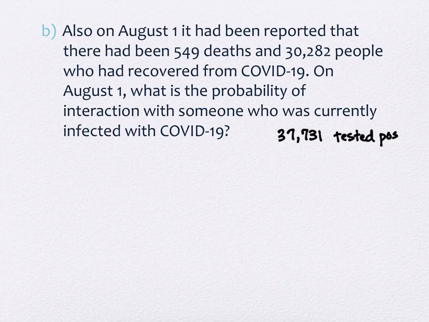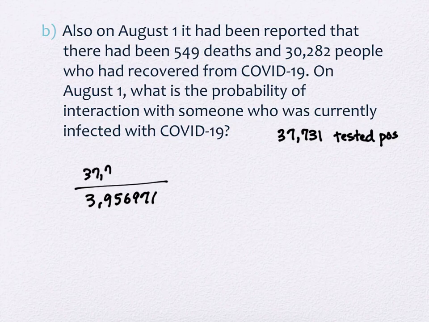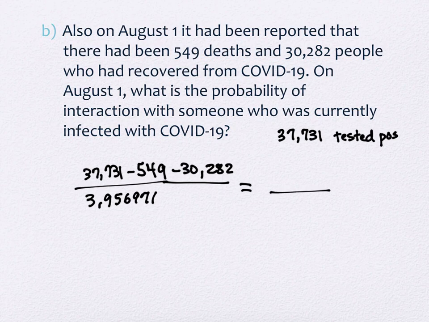So we're going to find the same thing here. We still have our 3 million number on bottom, 3,956,971. But now it's not 37,000 people on top. It's supposed to be the people who are still currently sick. So 37,731 tested positive, 549 of them passed away, and 30,282 recovered. Does everyone understand why I'm subtracting the pieces and where they're coming from? Okay, that's good. What do you get when you subtract everything on top? Let's just get that number first.